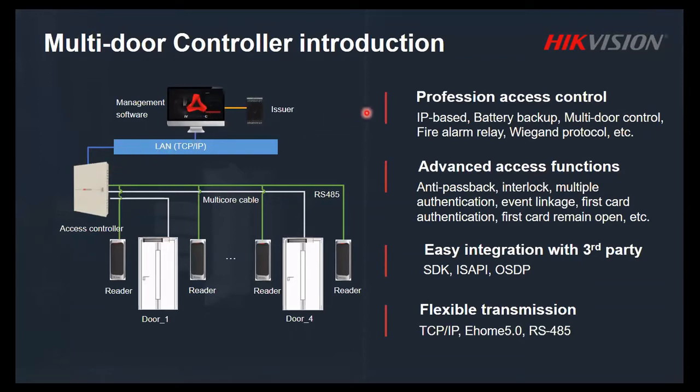All right, so why is this professional access control? It's IP-based. It's got a battery backup built in. Can do control of multiple doors. It's got a fire alarm relay built in, as well as it does Wiegand protocol. So it does both Wiegand and RS485. Advanced access functions, so you can program your anti-passback so nobody can loan their card or whatever to open up for a buddy. Interlocking, so we can do multi-door interlocking or man traps, if you will. That's typically for your banks or your control rooms where you need to have interlocking doors. So it's got the function for that. Multiple authentication.